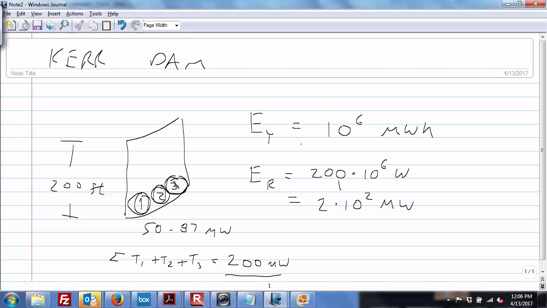So again, all we're going to do here is energy equals power times time. So energy rating equals 200 megawatts times, well, how many hours in a year? 24 times 365.